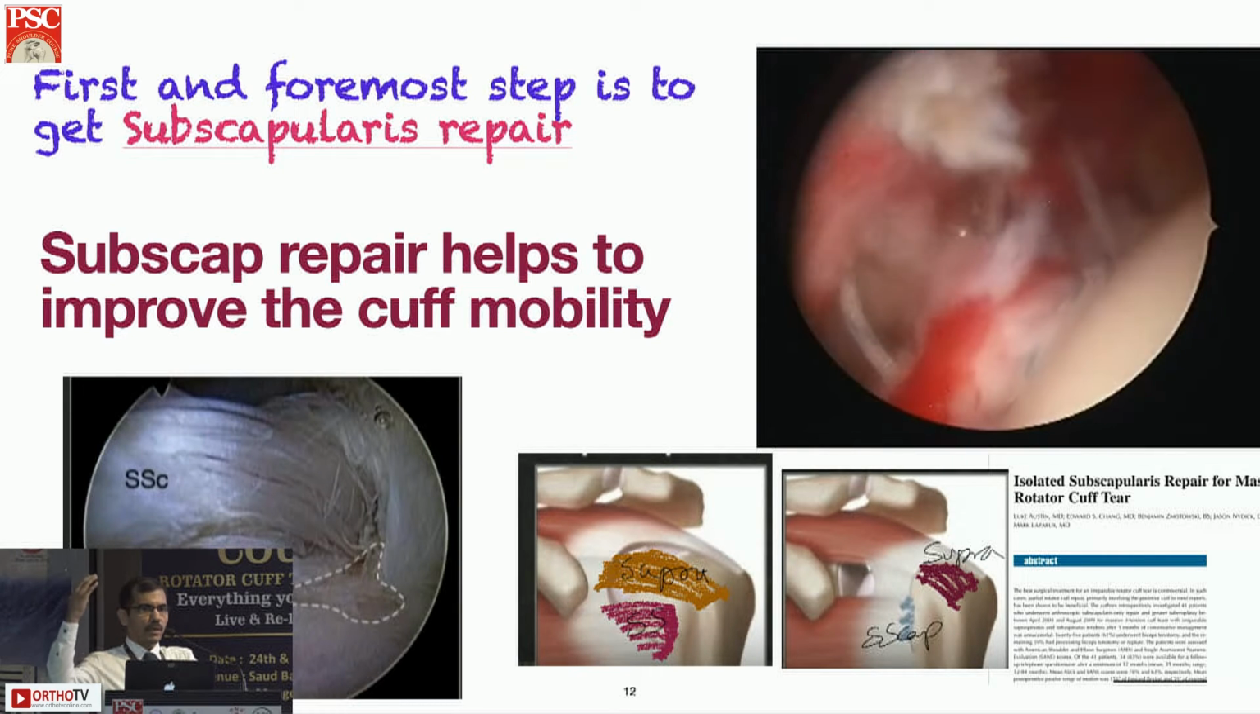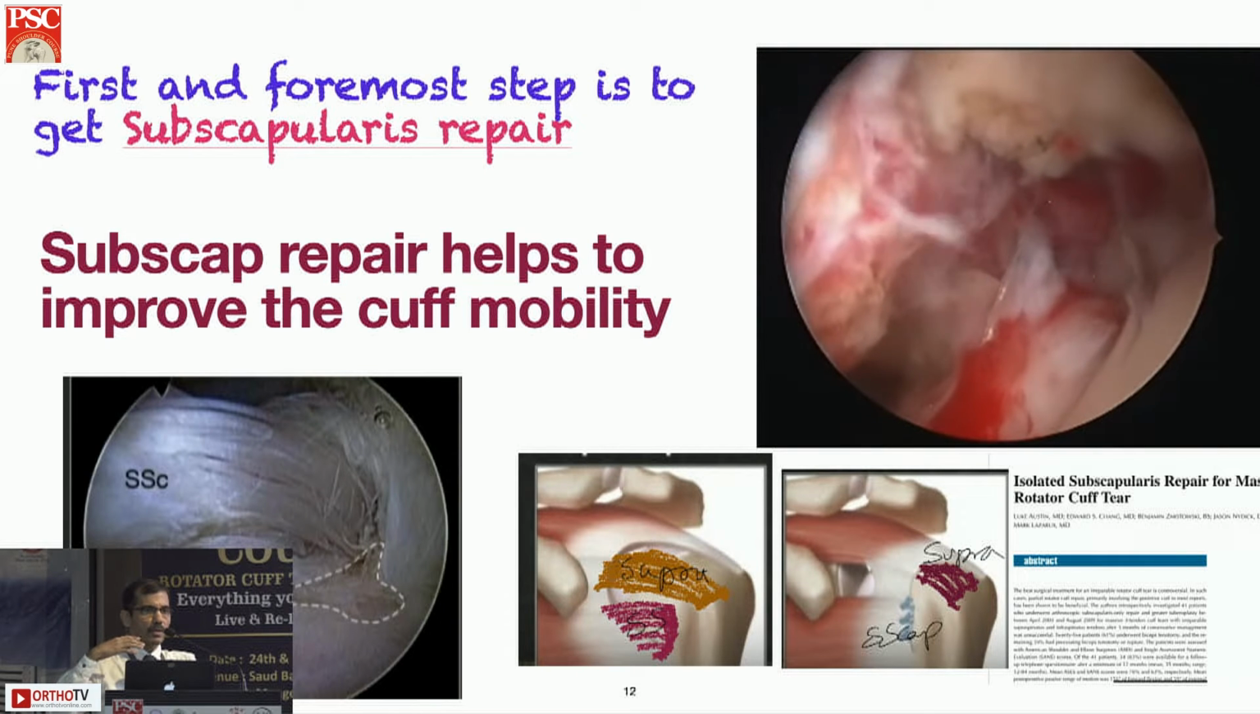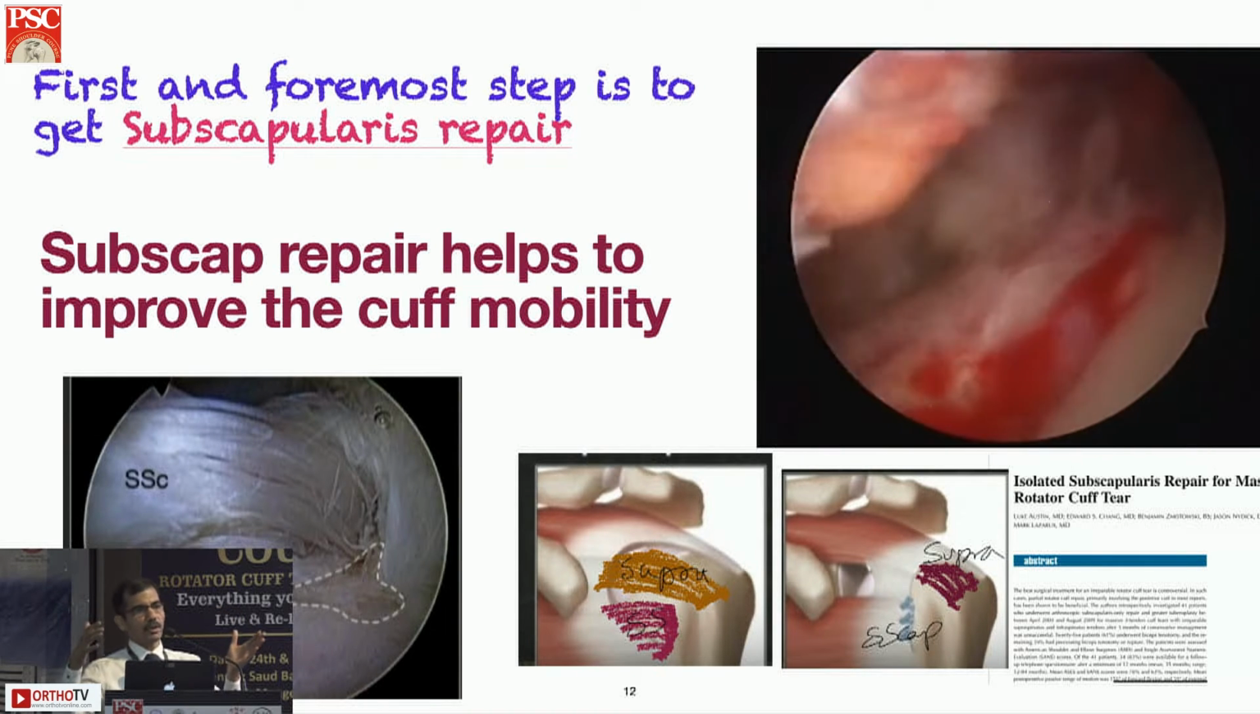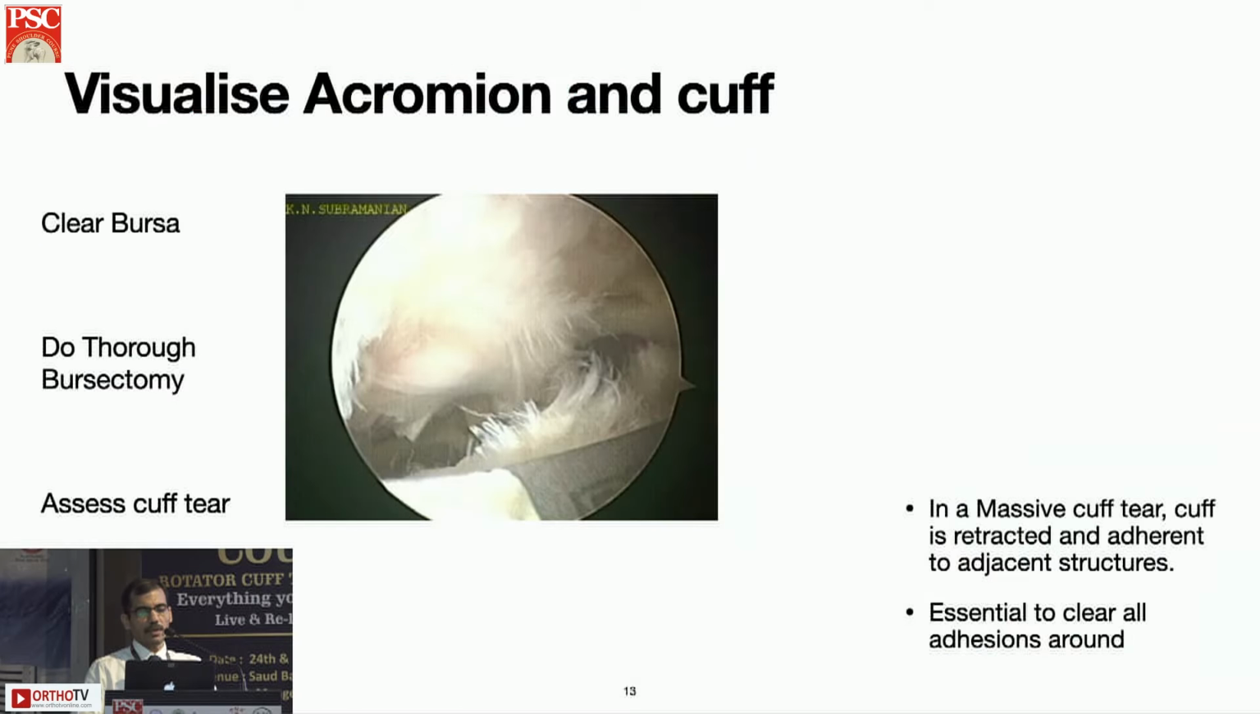The anterior fulcrum for the rotator cuff is subscap, the posterior fulcrum is the infraspinatus and teres minor. If you can establish both fulcrums together, you can actually preserve the function back. So that's the reason behind doing a subscap repair.